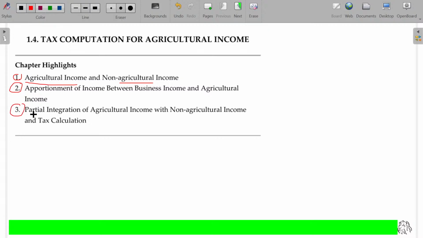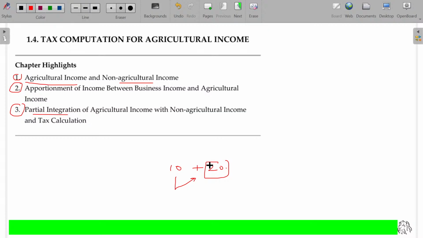And we have the partial integration of agricultural income with non-agricultural income also for the tax computation. We have agricultural income, say 10 lakhs, non-agricultural income 20 lakhs. Non-agricultural income of 20 lakhs is taxable. That agricultural income of 10 lakhs is not taxable. Okay, but if you consider the taxation only for this, it is different. But here the agricultural income is also integrated with this for the tax calculations. That's going to be studied.